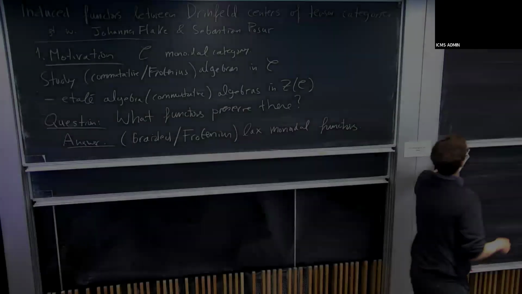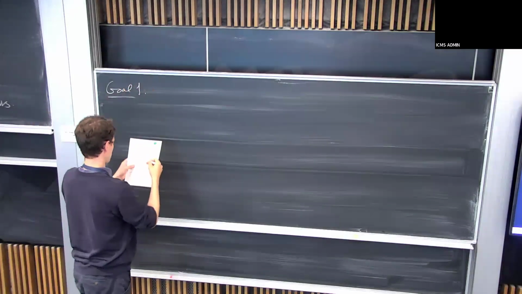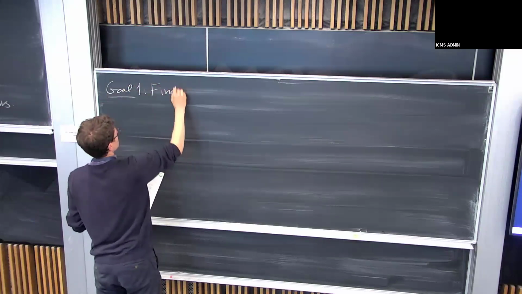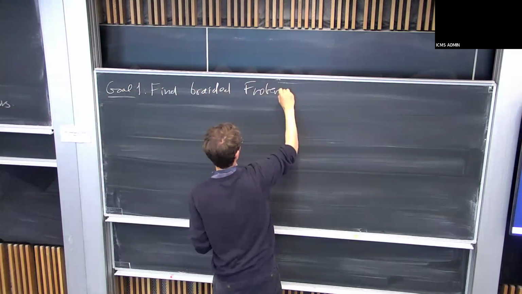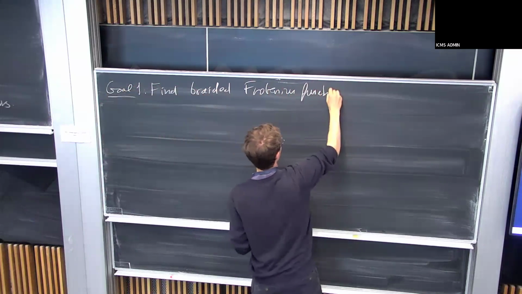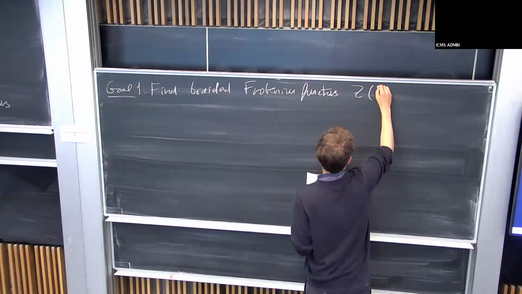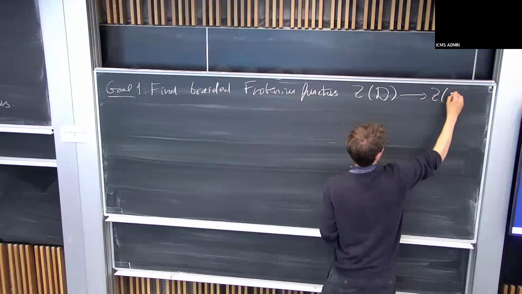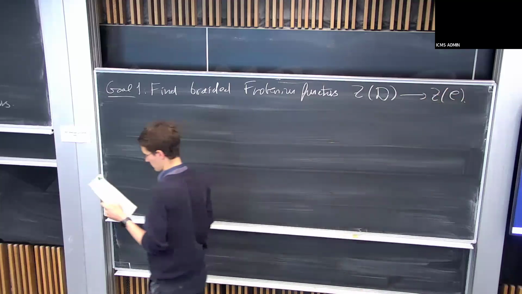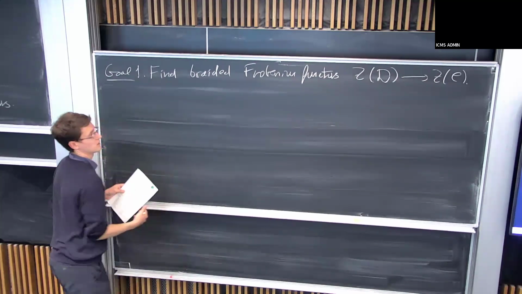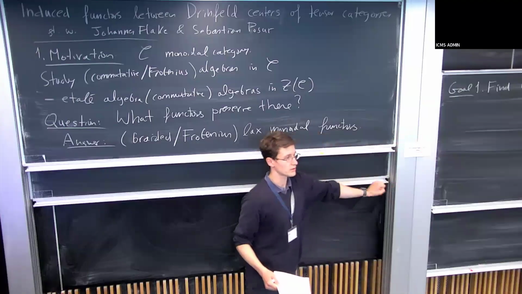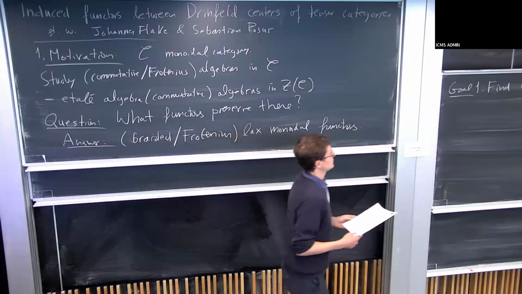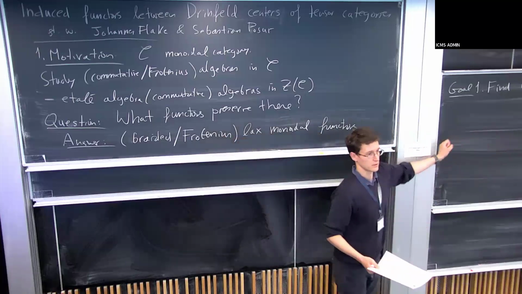So the first goal is to find braided Frobenius functors from some Drinfeld center to another Drinfeld center. And here C and D are some monoidal categories. This is formulated mostly in the language of general monoidal categories, but you can of course work with tensor categories. Lots of things become a lot easier for tensor categories.